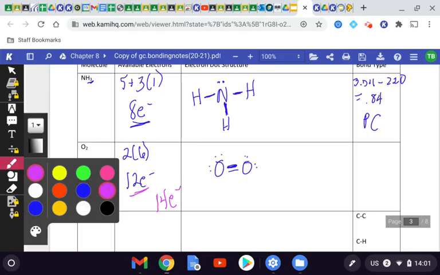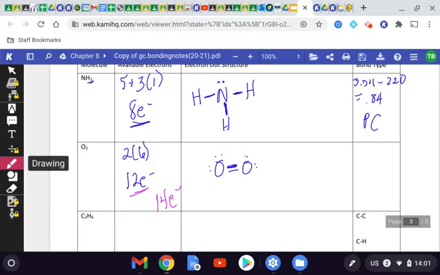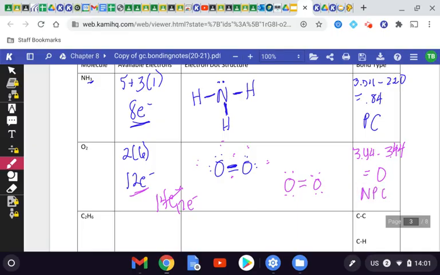So I put in a double bond. Then I would count again, 2, 4, 6, 8, 10, 12. Now I have 12, so that matches, that's good. And then check your octets around your atoms. 2, 4, 6, 8 on the oxygen on the left, 2, 4, 6, 8 on the oxygen on the right. So kind of cleaning it up there because of all the counting. It would look something like that. Now, oxygen's value is 3.44. And you have 2 oxygens, so it'd be 3.44 minus 3.44, which is 0. 0 to 0.39 in our chart is nonpolar covalent bond type.